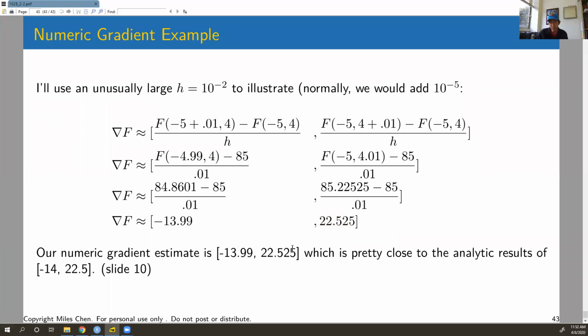So my numeric gradient is estimated to be -13.99, 22.525. And that's pretty close to the analytic gradient that I got back on slide 10, which was -14, 22.5. So this is one way for us to check our analytic work to see if it makes sense computationally. Computationally, we estimate the gradient by tacking on a small constant, and this is what we get. We get these two things being quite similar, and that's a good sign.